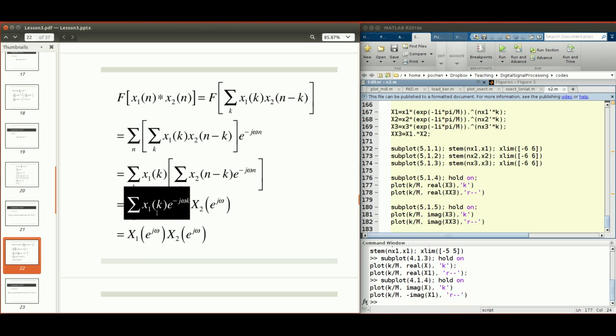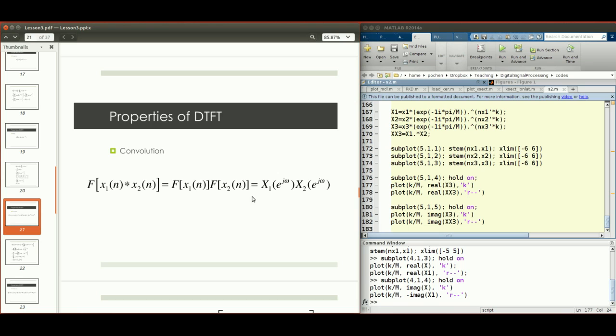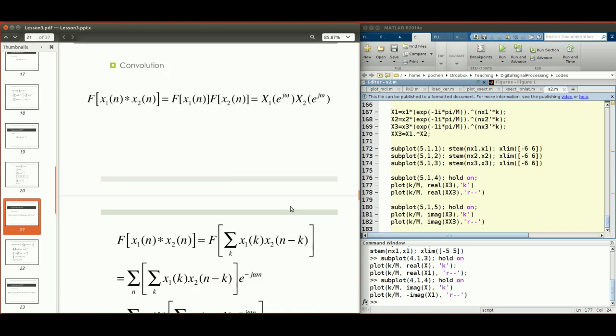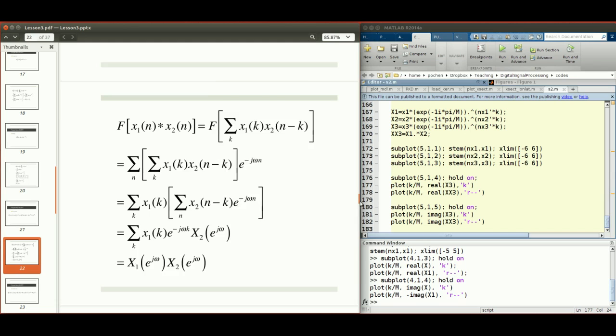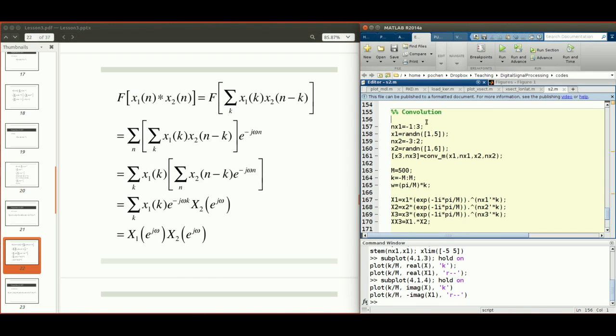So that proves this formula is correct. The Fourier transform of two signals convolved together equals the Fourier transform of the first signal multiplied with the Fourier transform of the second signal. So again, let's look at the Matlab validation of this process.